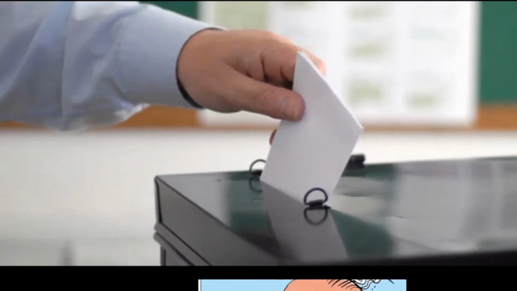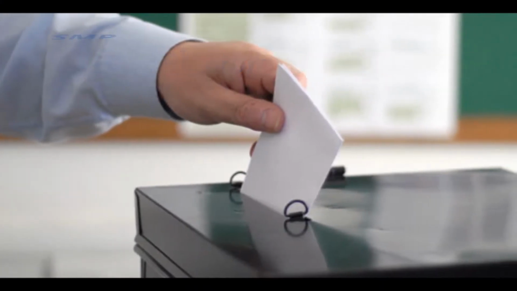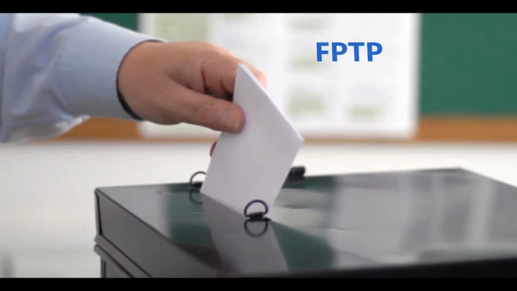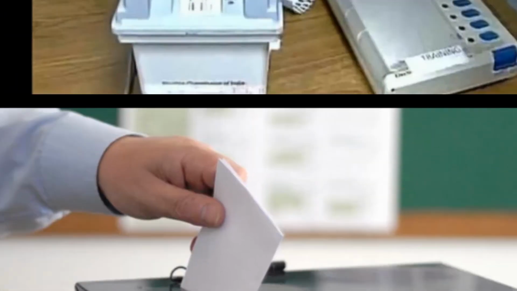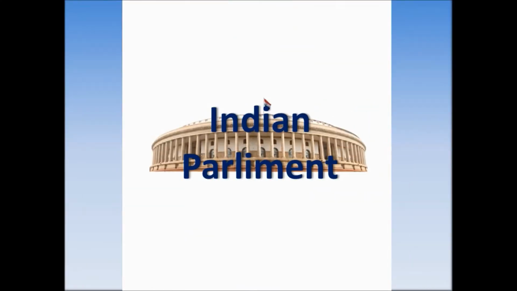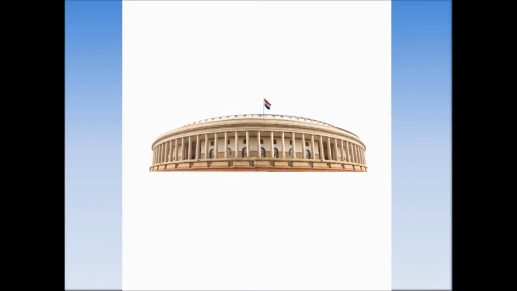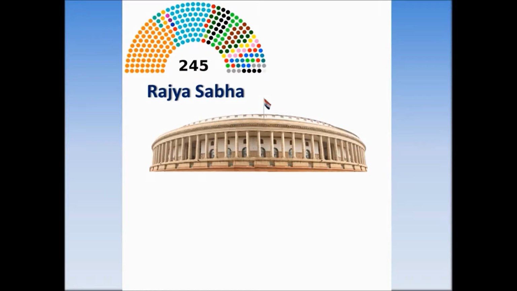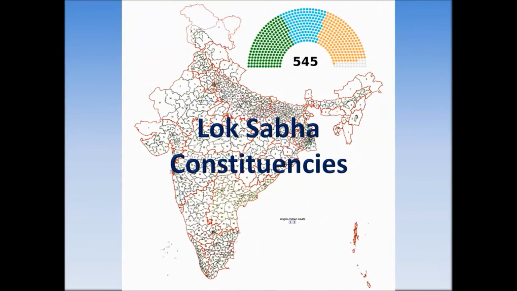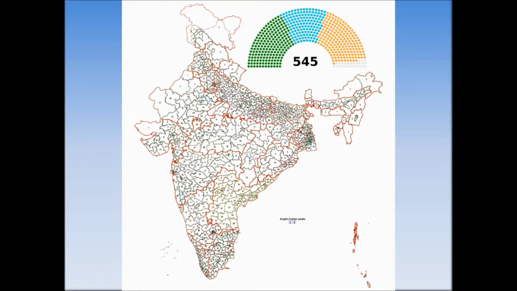There is one answer. Our electoral system, known as SMP, Single Member Plurality, or widely known as FPTP, first past the post. Let's take a look at how exactly it works. We all know our parliament consists of two houses, the upper house Rajya Sabha with 245 members and the lower house Lok Sabha with 545 members. You need a majority of 272 plus 1 members in Lok Sabha to form the government. In Lok Sabha, each of the 543 members represents a particular constituency and the remaining 2 members are president nominated.